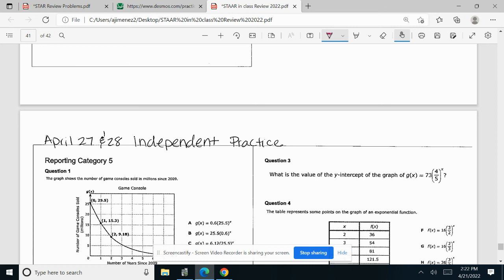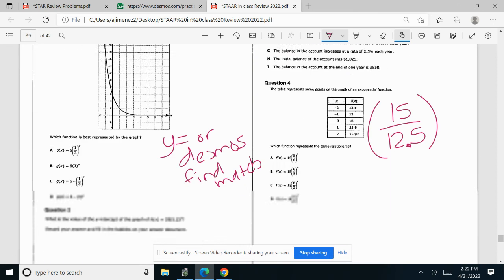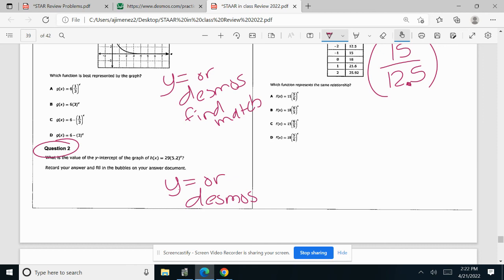Work it as a group, okay? You're like, okay, I want to make sure I got this part right. I want to make sure I understand how to do this, okay? Remember the y-intercept, you can graph it into Desmos or you can remember the formulas A, B to the X, and A is your y-intercept. Whatever the number in front of the parentheses is your y-intercept when you have it like this, okay?